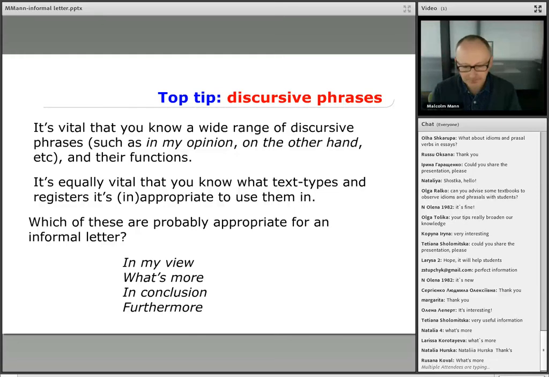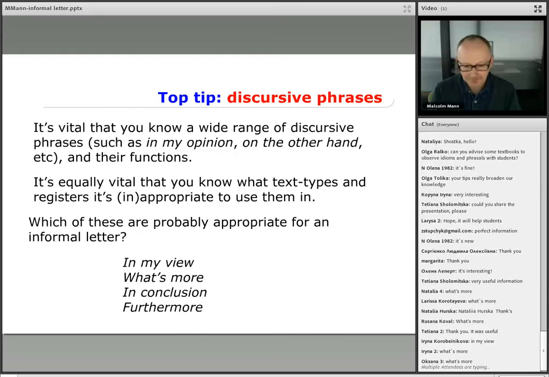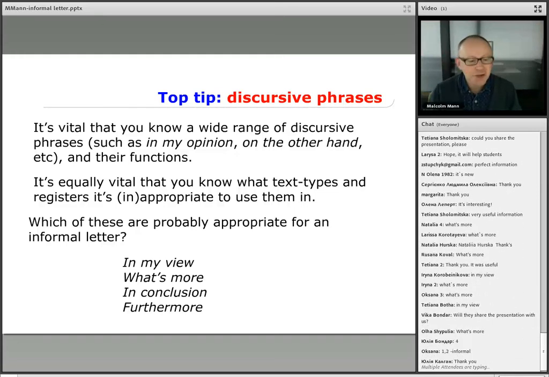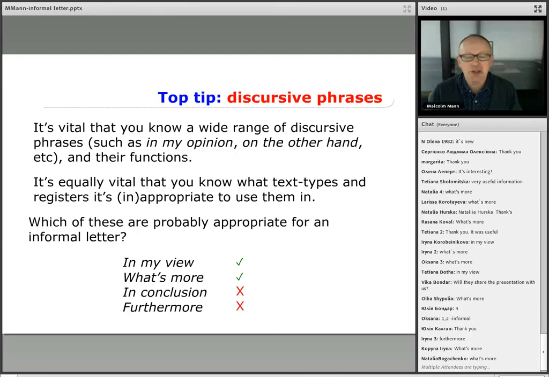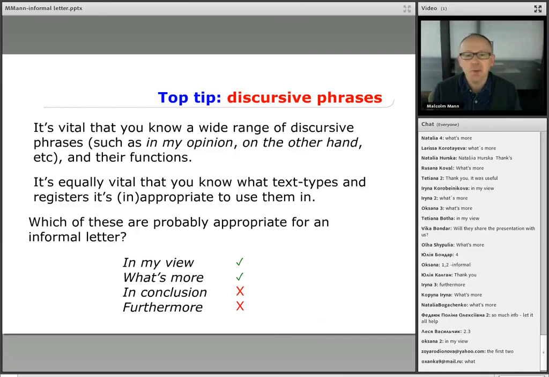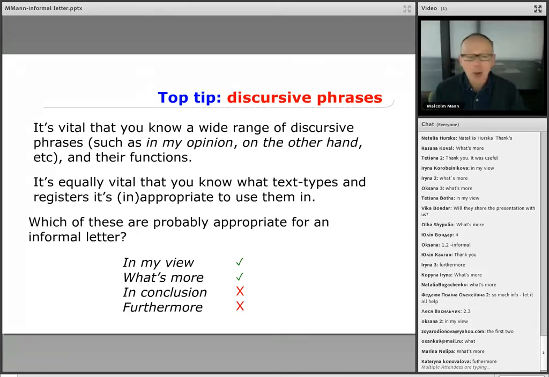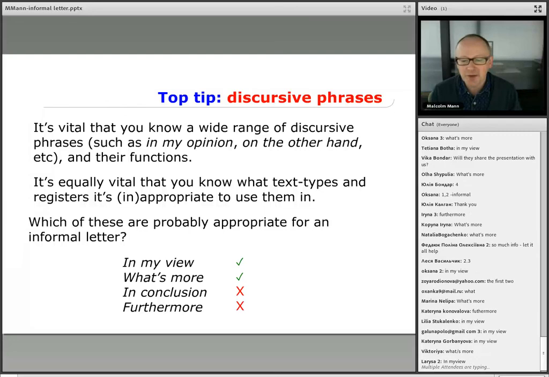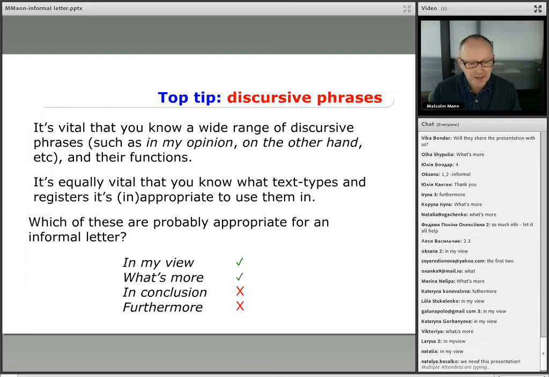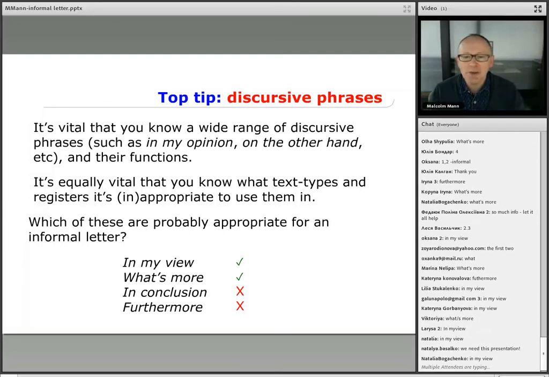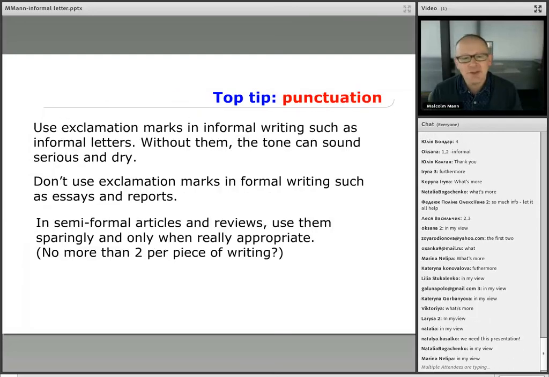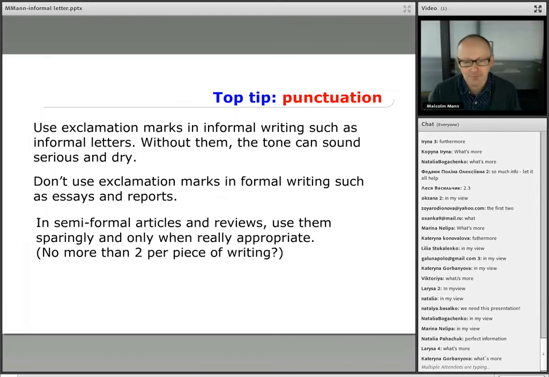What's more? Yep, I agree. In my view, absolutely. But not in conclusion and furthermore. Those are not appropriate because they're too formal. Perfect for essays, but not for informal letters. So we need to be teaching our students when they can use them and when they can't use them.